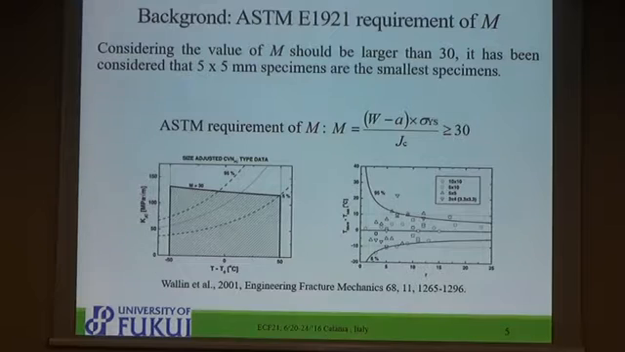Because ASTM E1921 requires the value of M should be larger than 30, it has been considered that the 5 square millimeter specimen is the smallest specimen that can be used efficiently if the requirement of M is satisfied.